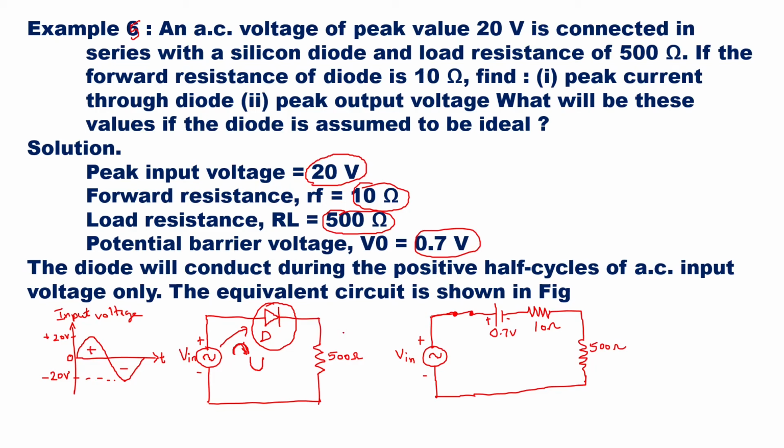If you see the equivalent circuit here, then you can see this is the source, that is alternating source. So whenever the input is positive half cycle, then the voltage across the diode will be 0.7 volt, and the forward resistance of the diode is 10 ohms, and the load resistance is 500 ohms. Okay. So this all we have to consider to calculate the peak current through the diode, peak output voltage.